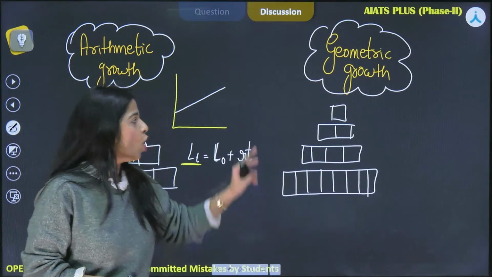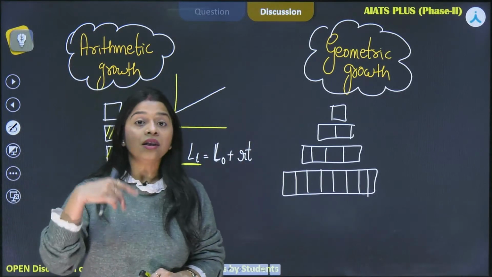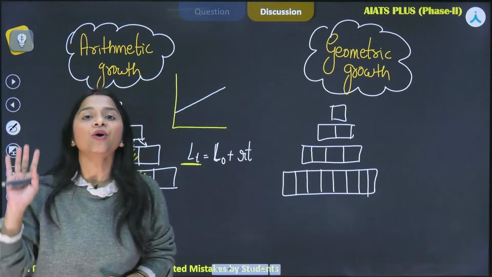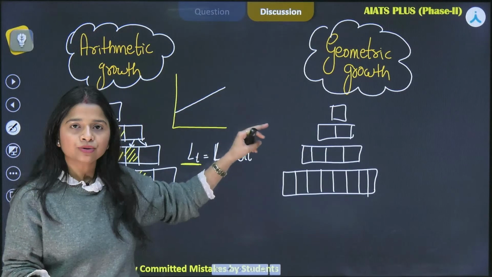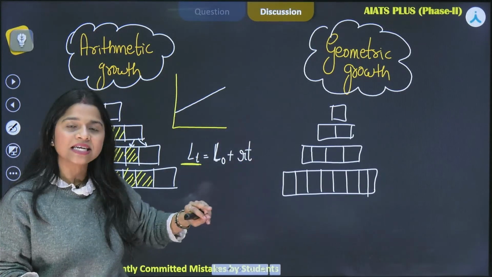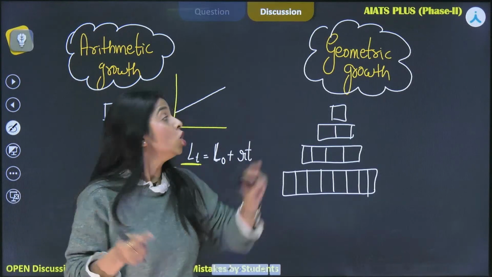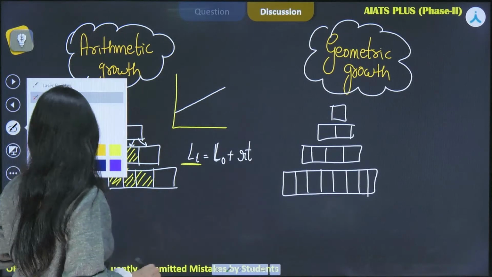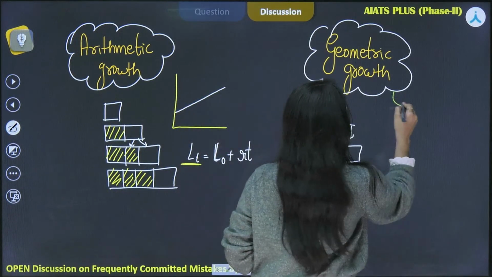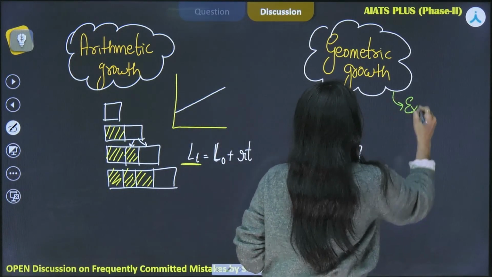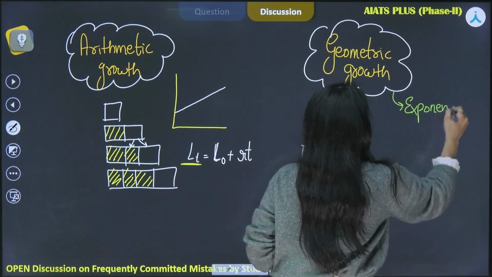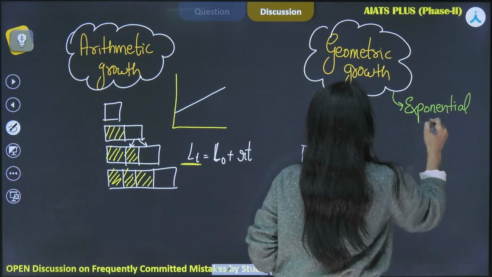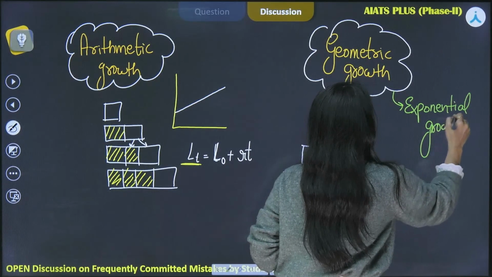You can see over here the number is increasing exponentially, right? 1 to 2, 2 to 4, 4 to 8, 8 to 16. This is exponential growth. So that is why geometric growth is also called exponential growth.